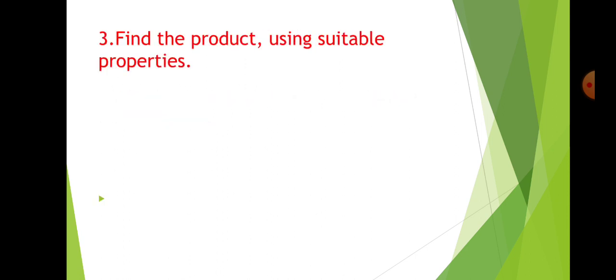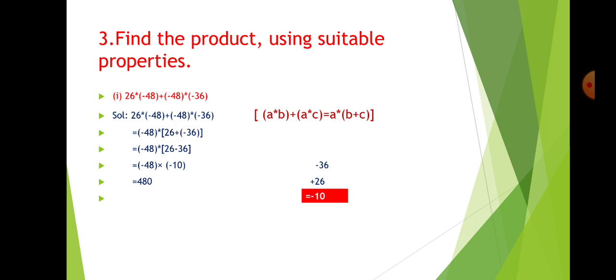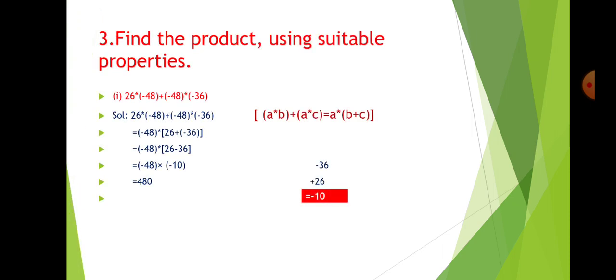Now third bit. Find the product using a suitable property. The first question is this one: 26 into minus 48 plus minus 48 into minus 36. One property applies here, that is the distributive property: a into b plus a into c is equal to a into (b plus c). Here what is the common number? That is minus 48. Write the common number outside, minus 48, and write the remaining values in brackets, that is 26 plus minus 36. Remove the brackets, we get minus 48 into (26 minus 36). 26 minus 36, we are getting minus 10. Now multiply minus 48 and minus 10. 48 tens are 480. So finally the answer is 480.